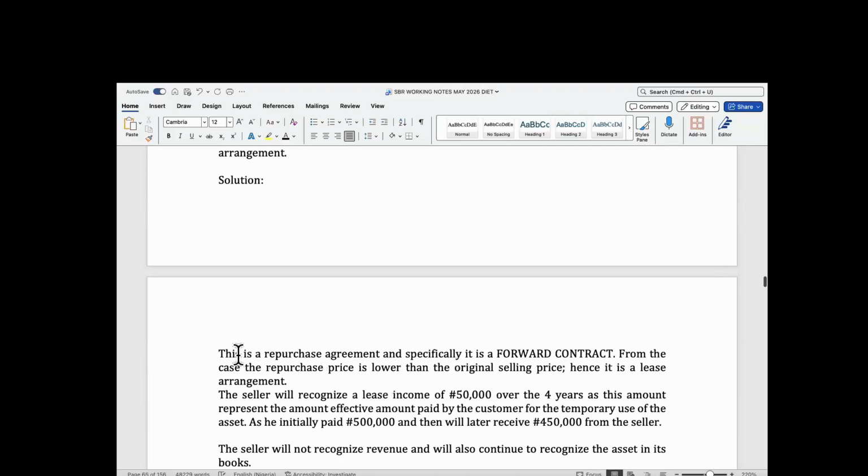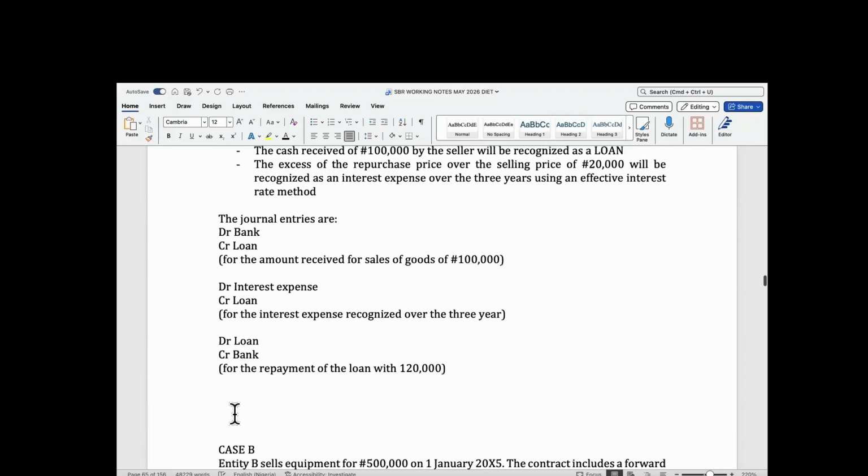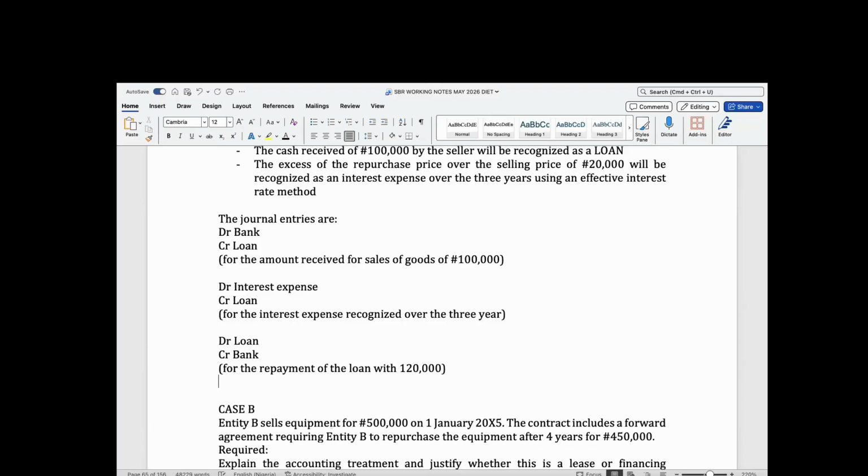Okay, so that's for forward contracts. When we have forward contracts, that is where the seller must repurchase. So in that case, there is never a sale. It is either you have a financing arrangement or a lease arrangement. Whenever the repurchase price is higher, that's a financing arrangement. Whenever the repurchase price is lower, that is a lease arrangement.